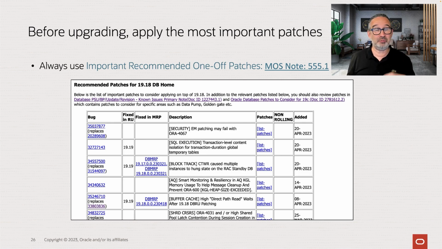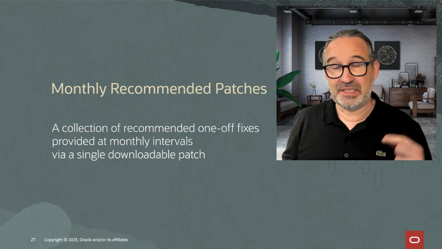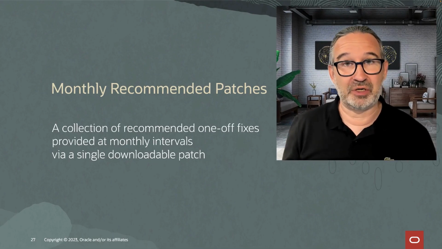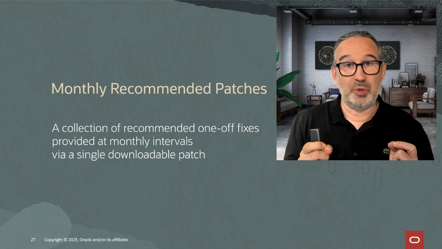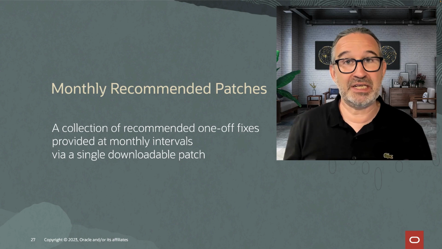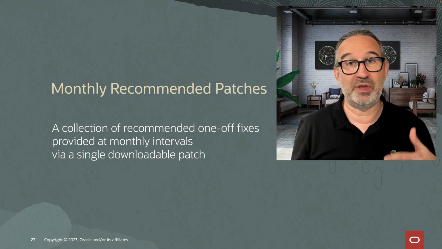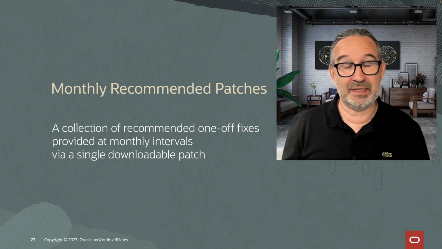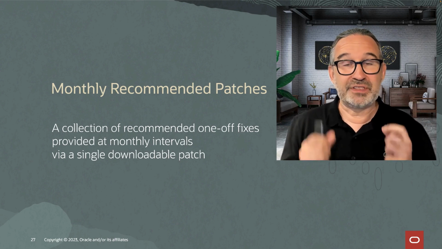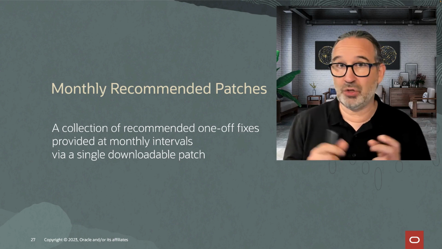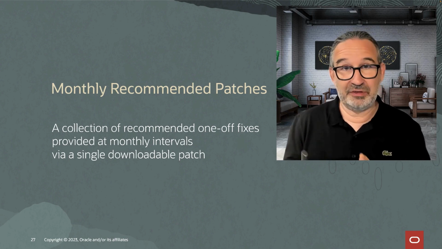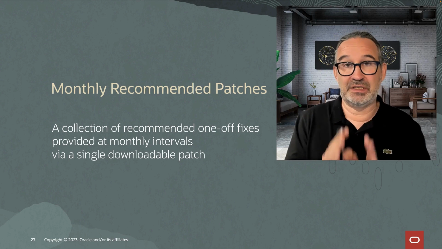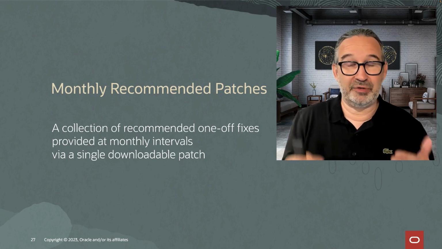And this MOS note plays another role. I'll come to this in a minute. And this brings us directly to the monthly recommended patches. So the idea of the monthly recommended patches, which is a fairly new thing, it started with 19.17, and right now we offer them only in Oracle Database 19c. This is a collection of several one-off fixes, not too many. When I say several, it means maybe a dozen of fixes, not 500, not 1,000, just a dozen of fixes on top of a release update.